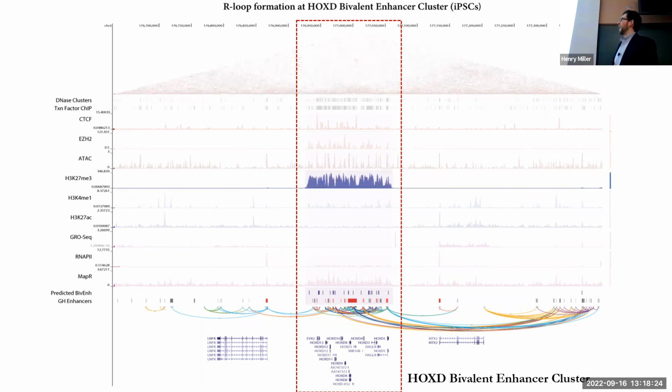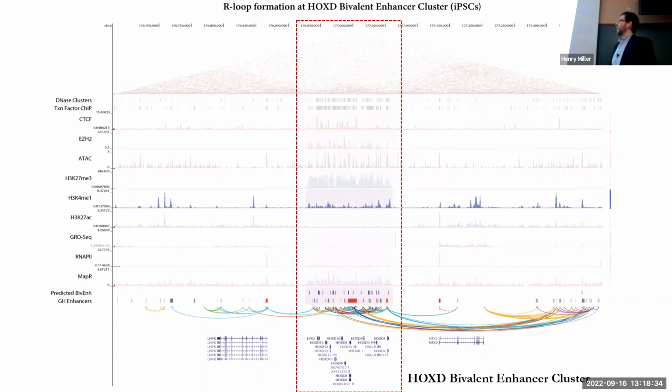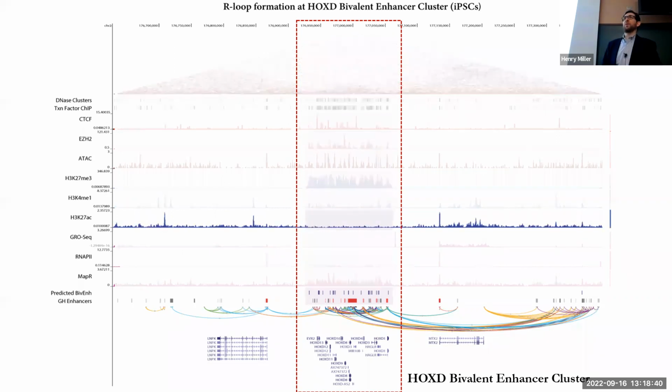We can also see that it has inactivating marks, H3K27 trimethylation. It's also got EZH2 binding, which is what deposits that. It's got activating marks such as H3K4 monomethylation. And we see a lack of H3K27 acetylation. All of these point to this enhancer cluster as being bivalent in character.